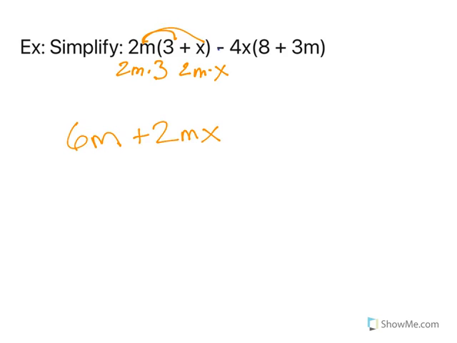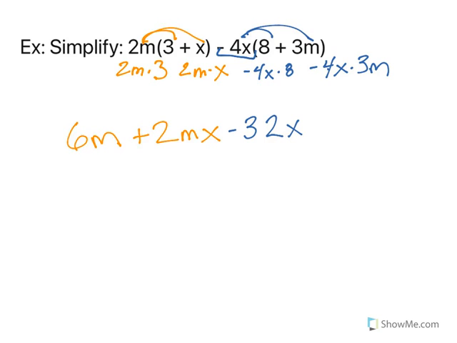Now I'm going to take my negative 4x and distribute. So negative 4x times 8 is negative 32x. And then I take negative 4x times 3m. Negative 4 times 3 is negative 12, and then my variables, xm. One thing to note real quick is that mx and xm are the same, right? Multiplication is commutative, any order. So I can just rewrite this as mx so that they look the same. Mathematically, they're equivalent.